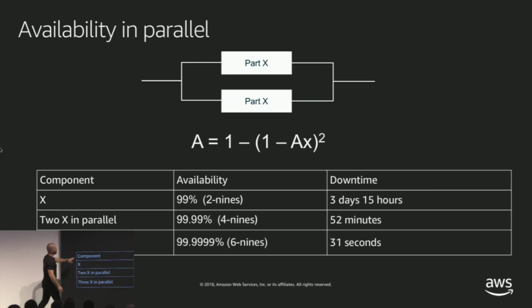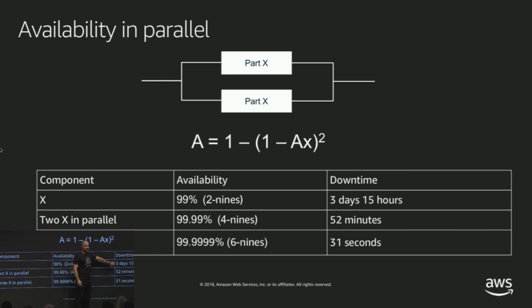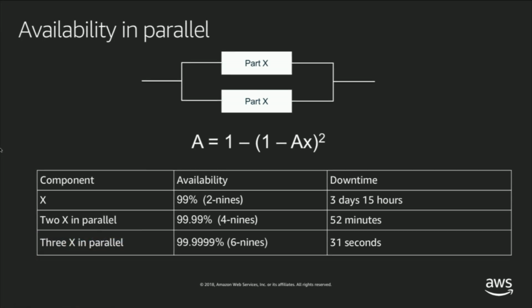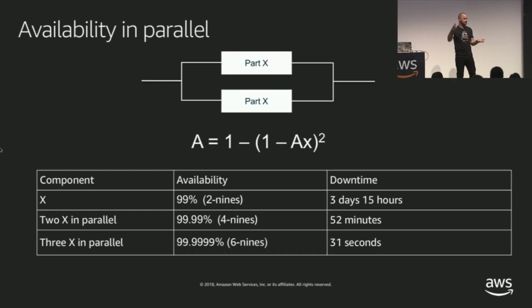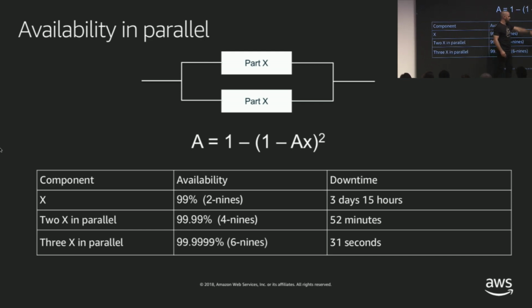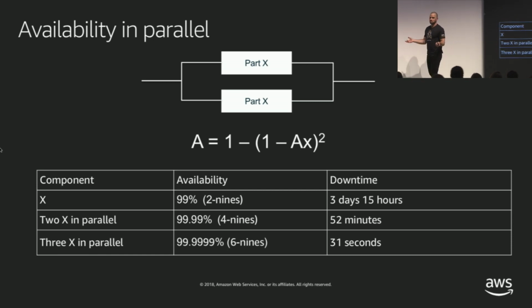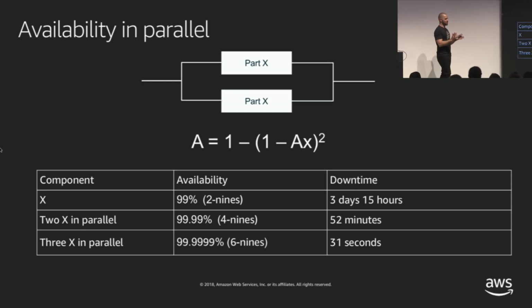So for example, if I have a part X and it's 99% available, isolated, it means this can be down 3 days. But if you put this in parallel with the same system, it's 52-minute downtime, right? So the availability of the system increased dramatically to 4 nines of availability, which is very, very good. If you do the same thing another time, so a third part, you increase your availability to 6 nines, okay? And this is probably the most important pattern to know: putting things in parallel in the systems increases the availability of the system dramatically.